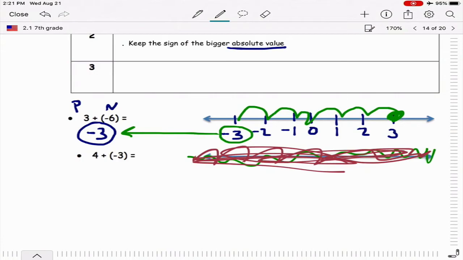If they're different, subtract them. Because this is a positive and this is a negative, signs are different. Because signs are different, I'm going to subtract. 4 minus 3 is 1.